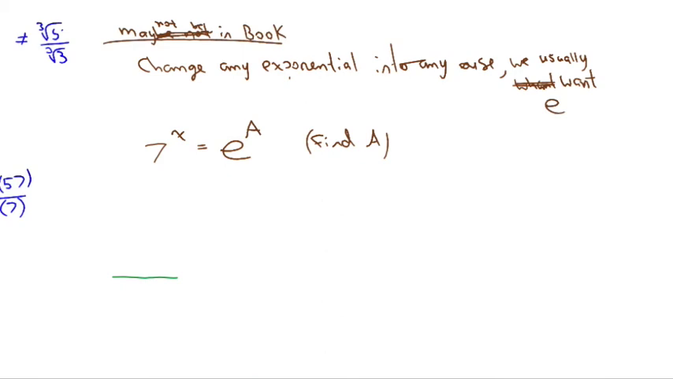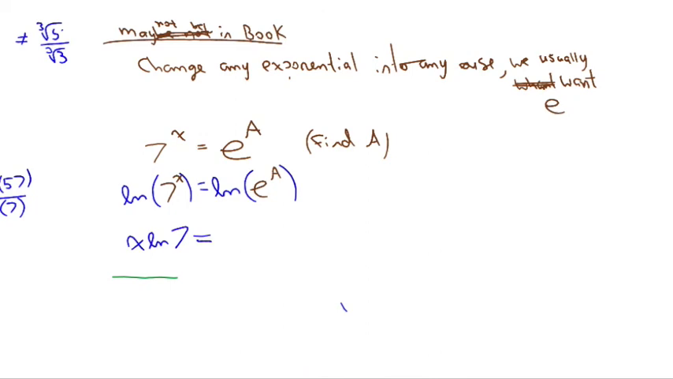What can I do to both sides? I can ln it, just like over there. I can ln both sides and see what happens. I can backtrack it and change it back into something else, but it's easier from here. So ln both sides. So we get ln of 7 raised to the x is equal to ln of e to the a. Okay. What happens on the left-hand side? The x comes down. So you get x ln of 7 is equal to. What happens on the right-hand side?